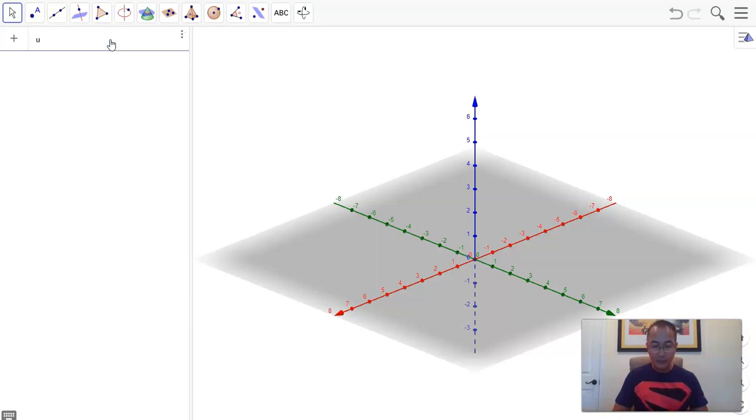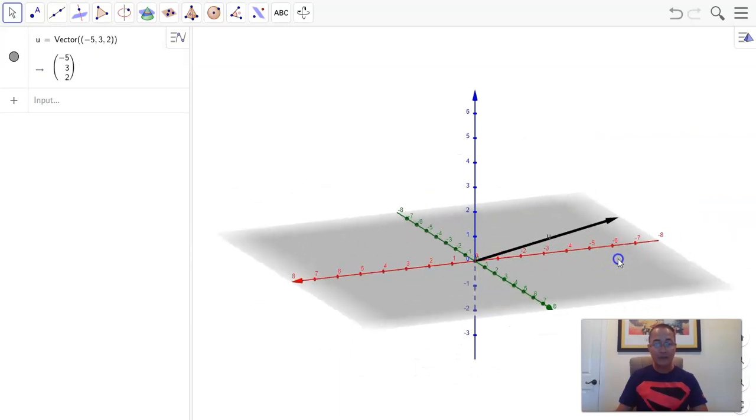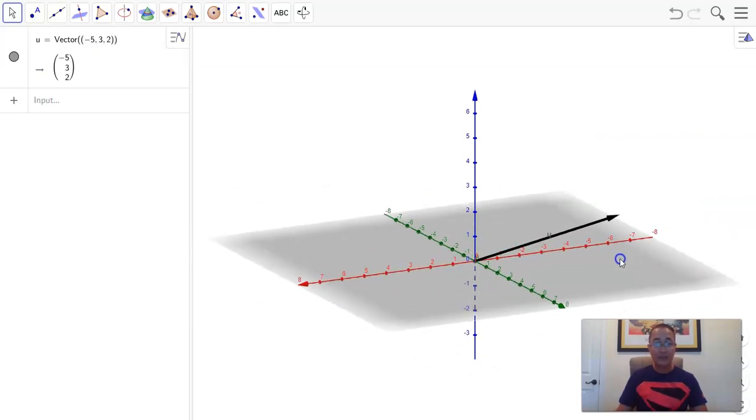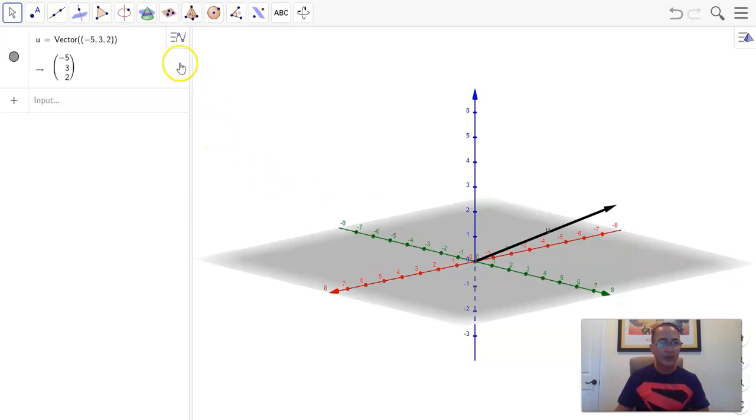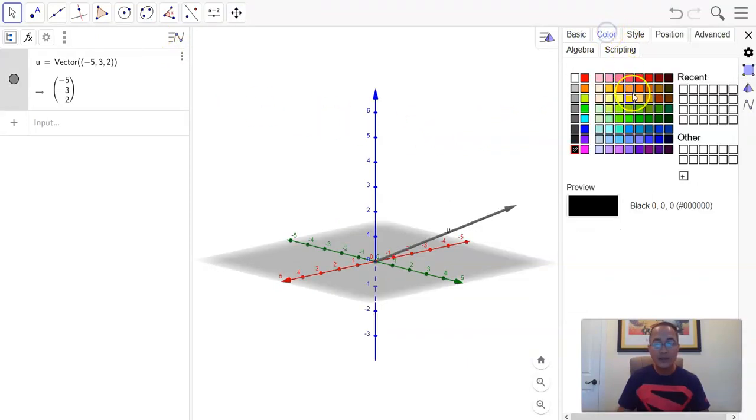So our vector u is the vector, and remember you have to put an extra pair of parentheses inside, -5, 3, 2. Aha! So there's our vector, and again we can spin it around a little bit, and we can see what that vector looks like from different perspectives. Okay, so again let me change that color so we can track it later on. So let's turn that red. You probably knew that was what I was going to choose.